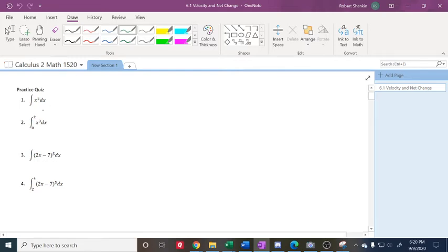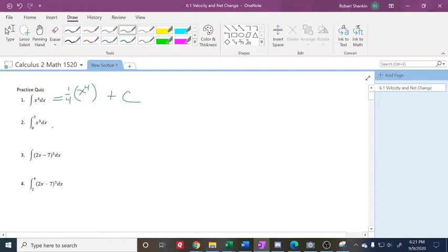All right, let's go to number 1. So we need an antiderivative of x cubed, which is x to the 4th over 4. I could put it x to the 4th over 4, or I could do it like this. And then there's plus a constant right here.